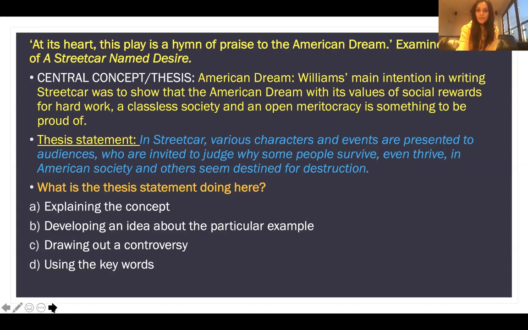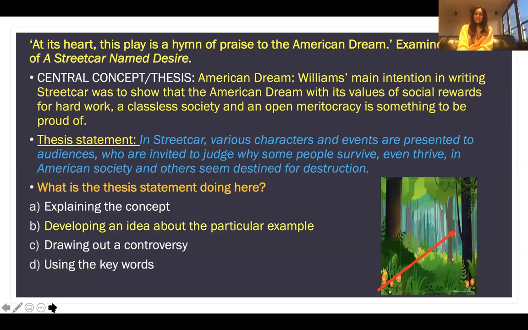Let's see how you did with this one. The answer is that a thesis statement develops an idea about a particular example. Our example is Streetcar. Move back to this image again. So again, our general idea in my question is the American dream. The specific example is Streetcar as a modern tragedy because there's characters in it that are battling to achieve the American dream and battling emotional and social adversity.